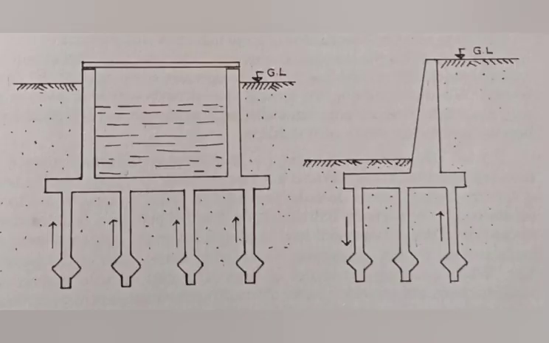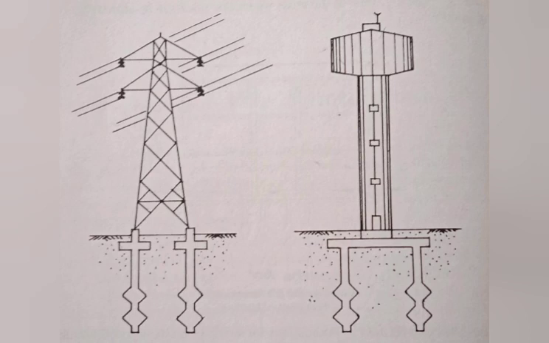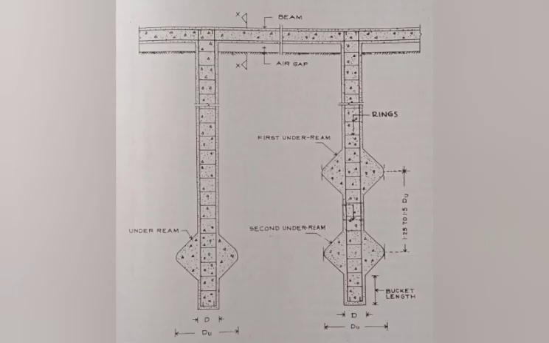This is a picture of under-reamed pile foundation for an underground tank, and second is under-reamed pile foundation for a retaining wall. This is a picture of under-reamed pile foundation for a transmission tower, and second is under-reamed pile foundation for an overhead tank. This is a picture of single under-reamed pile and double under-reamed pile.